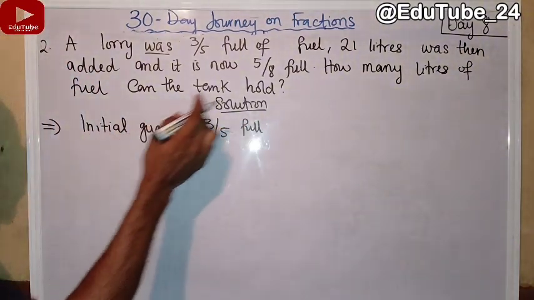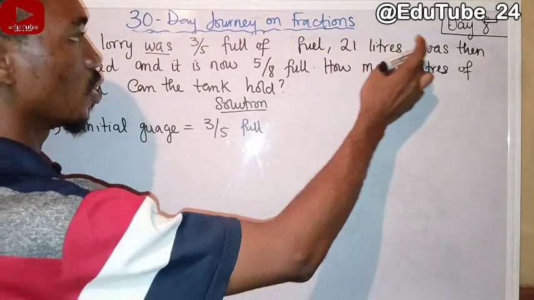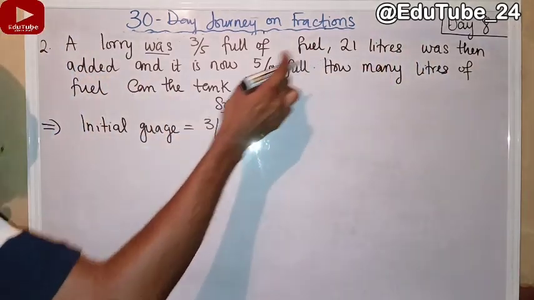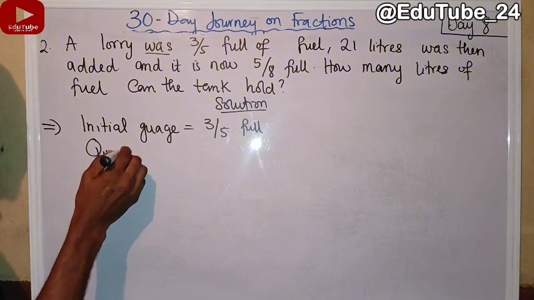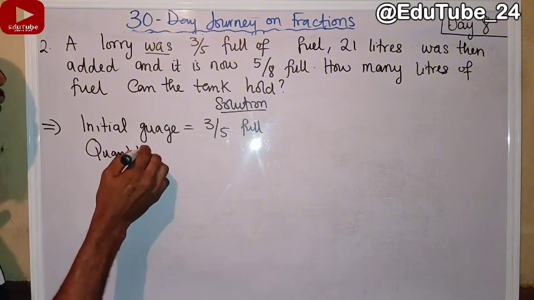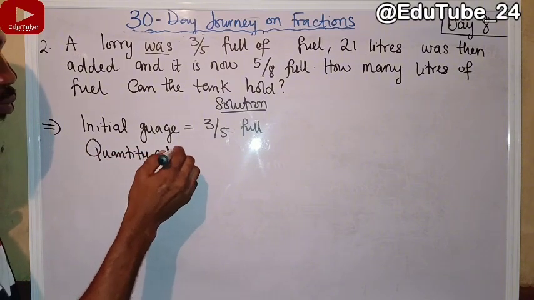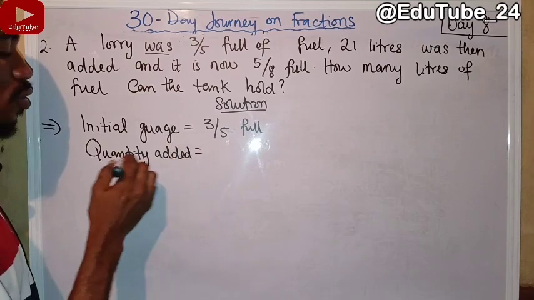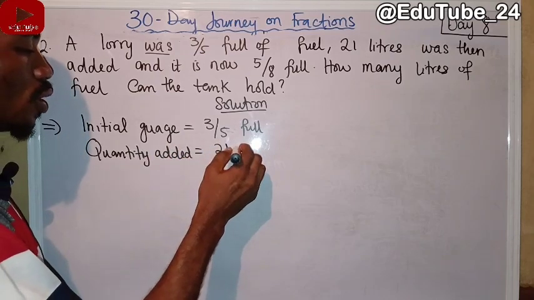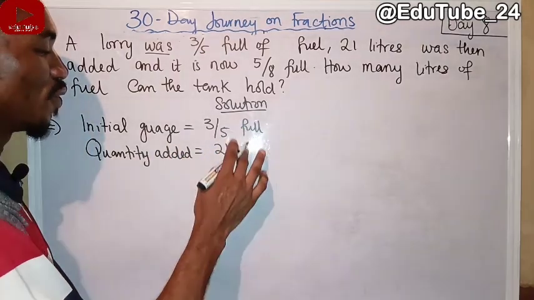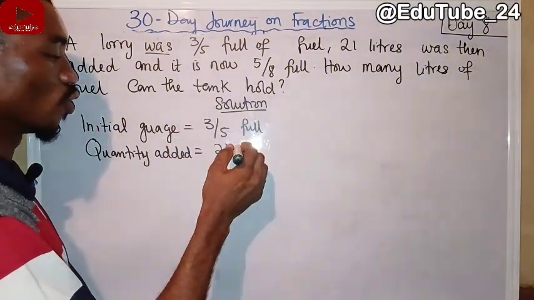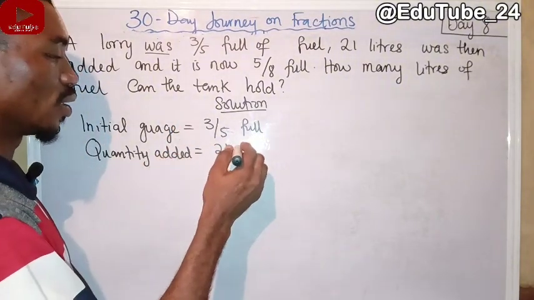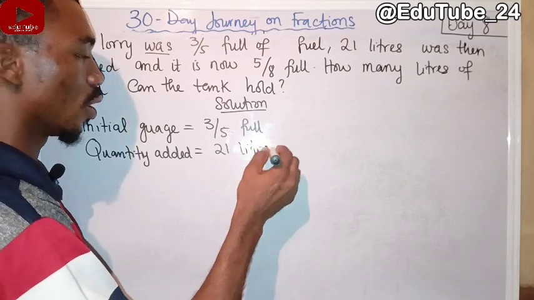Okay, and then the question posed says 21 liters was then added. So I'm going to pen that as quantity added. Quantity added is 21 liters. Now you need to know the difference. Note the difference between the fractions and then the quantity. So the quantity of liters added is 21 liters.